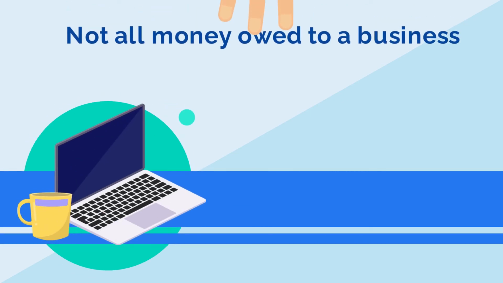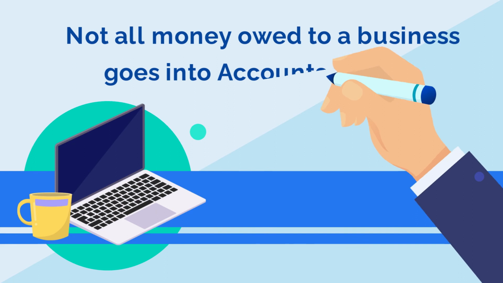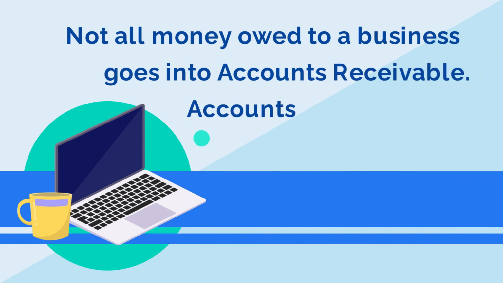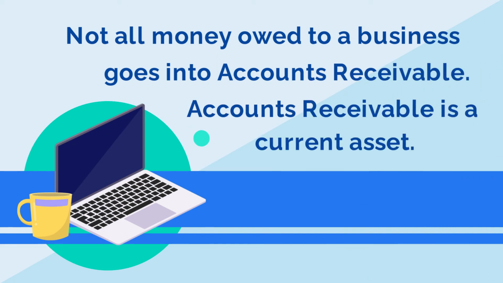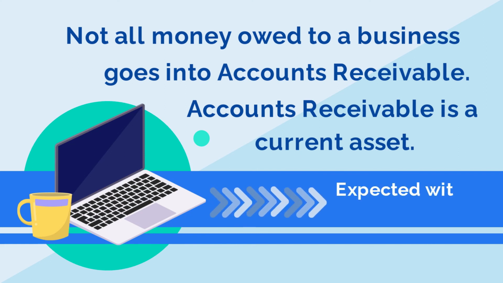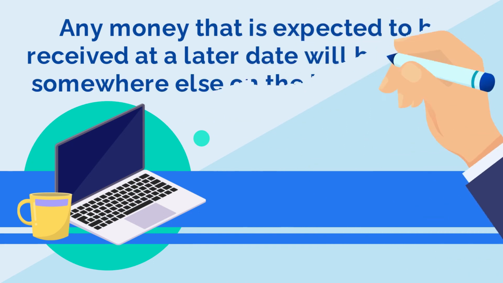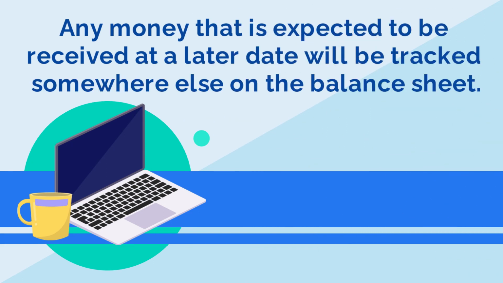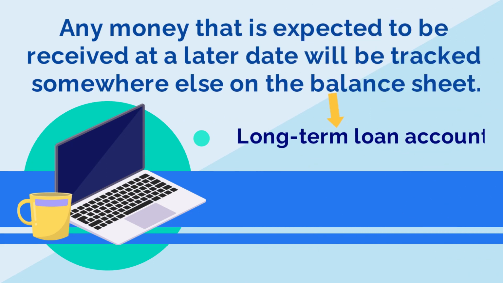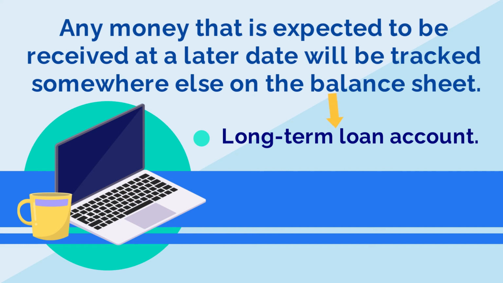And lastly, it's also important to note that not all money owed to a business goes into accounts receivable. You see, accounts receivable is a current asset, which means that it only tracks money that is expected to be received within the next 12 months. Any money that is expected to be received at a later date will be tracked somewhere else on the balance sheet, such as in a long-term loan account.